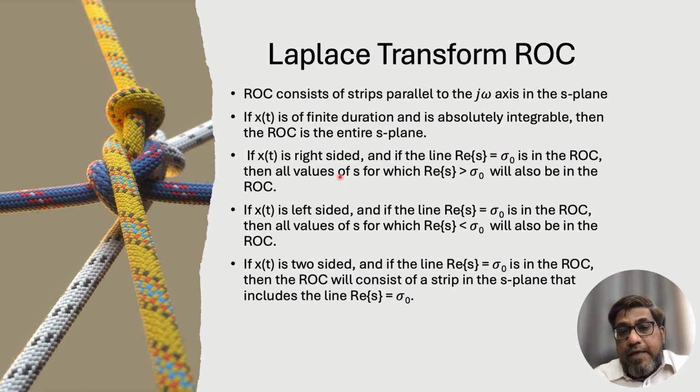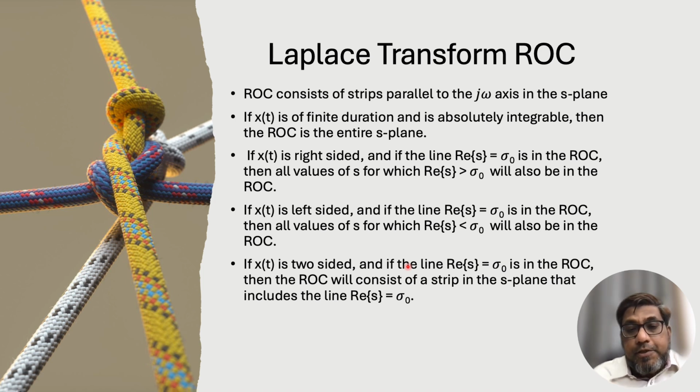And similarly, for a left-sided signal, the ROC is the left half plane, which is nothing but the ROC extends to the left side of some line sigma equal to sigma naught. Okay, sigma is nothing but the real part of S, right? So for some line sigma equal to sigma naught, the ROC extends to the left of that line. And when we have a signal that is two-sided, then the ROC would be bounded on both sides. On one side we will have sigma r, and on the other side we will have sigma l, and so the ROC would look like a strip which is parallel to the j omega axis.